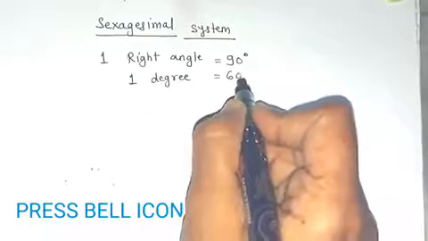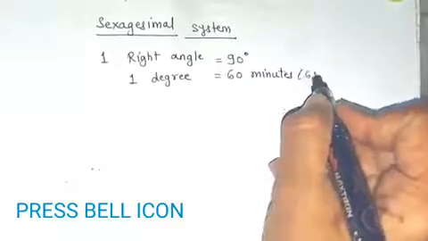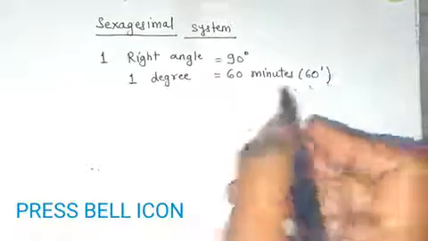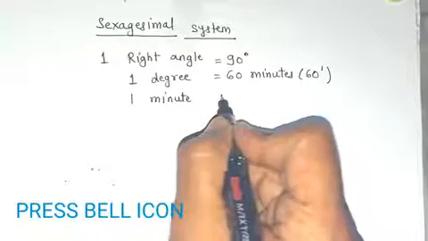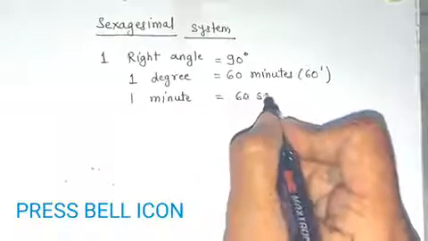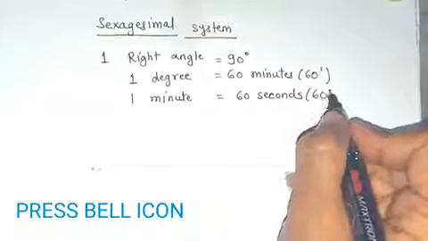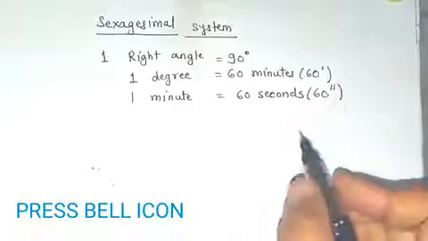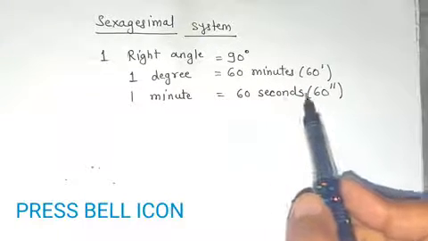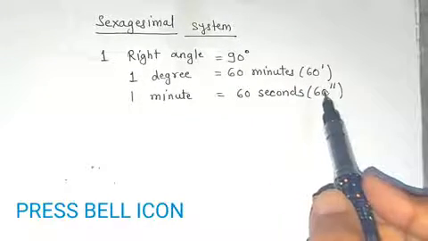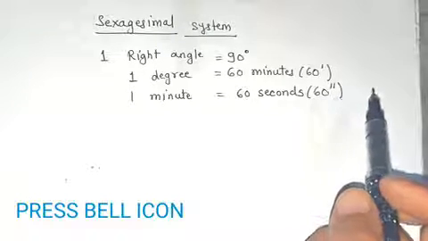equal to 60 minutes, and it is denoted by 60 minutes. Now 1 minute equal to 60 seconds, and it is symbolized as 60 seconds, but always remember that this minute or this second is not the same as that of a clock. They are only compared for the measurement of angles.